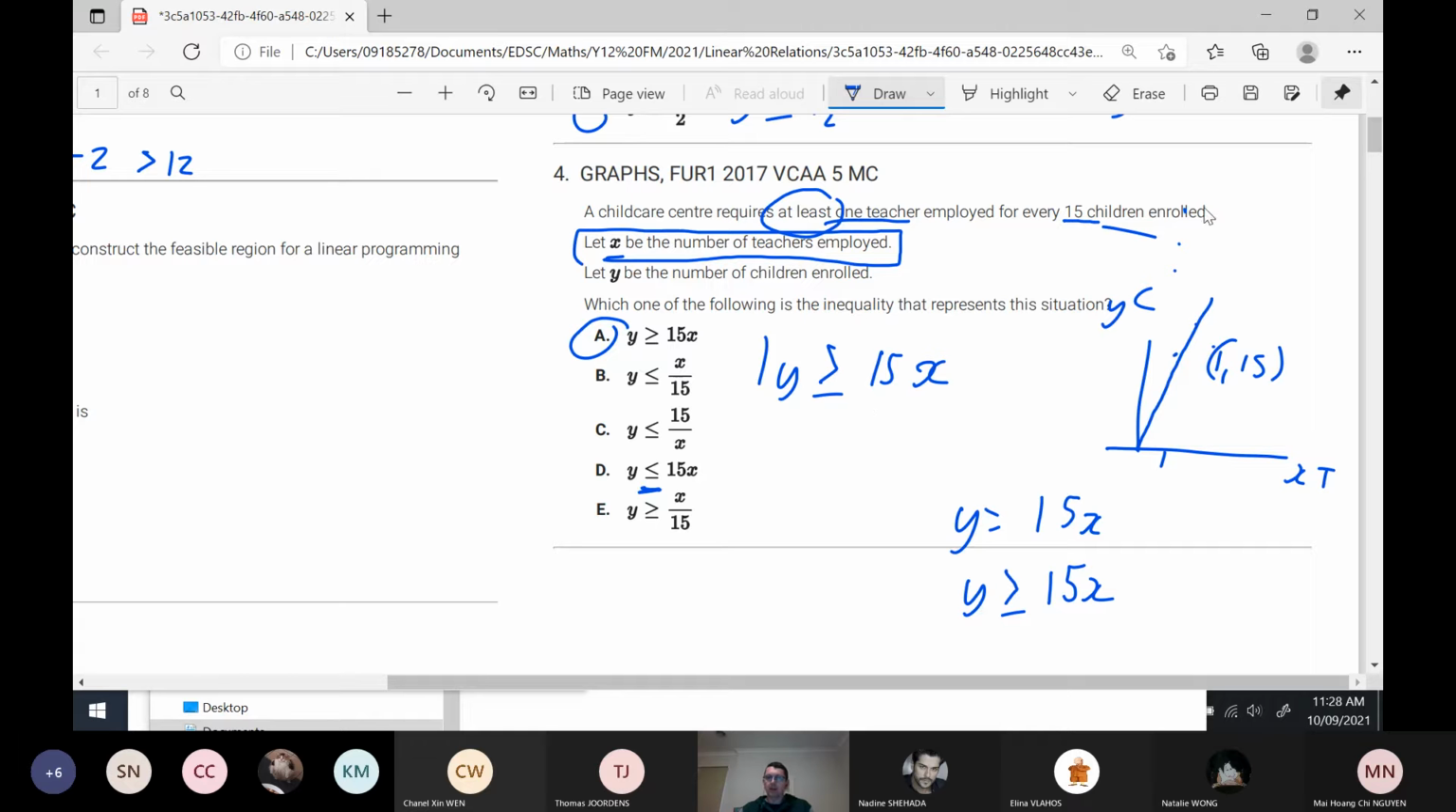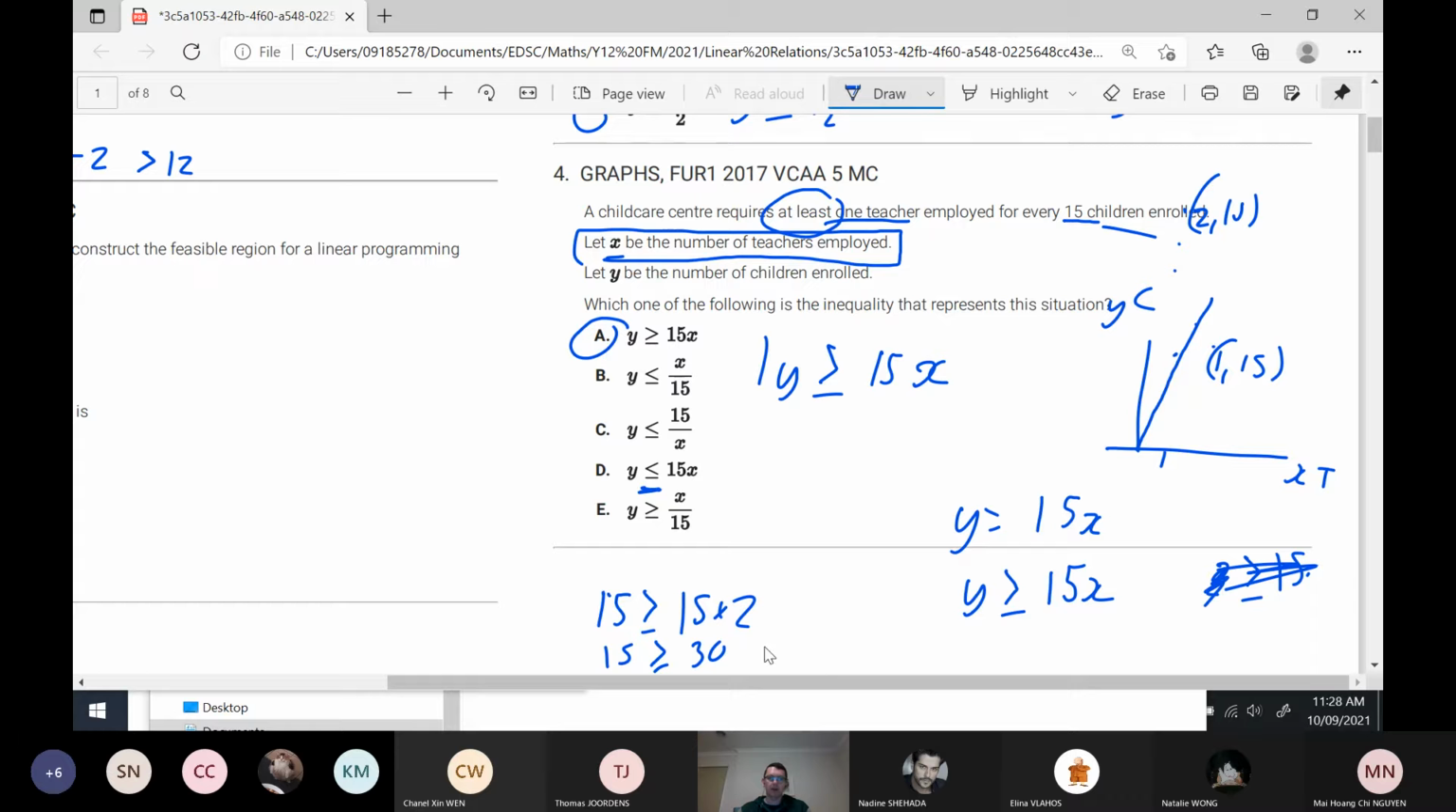Let's put in some numbers to check, because I can have 2 and 15, right? I could have 2 teachers for every 15 kids. So let's see if that works. If I've got 2 teachers, X is 2, and Y is 15. I do have it around the wrong way. So if I substitute the point 2, 15 in, which makes sense, we've got 15 for Y, it should be greater than or equal to 15 times 2, which is incorrect. So I do have my inequality around the wrong way.